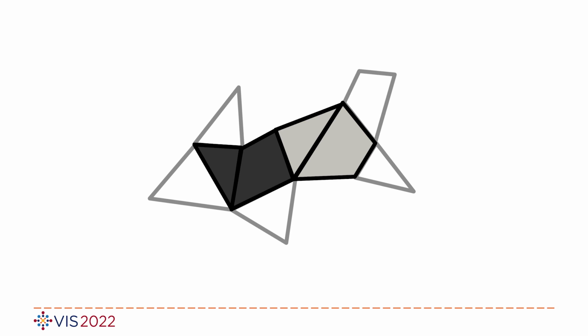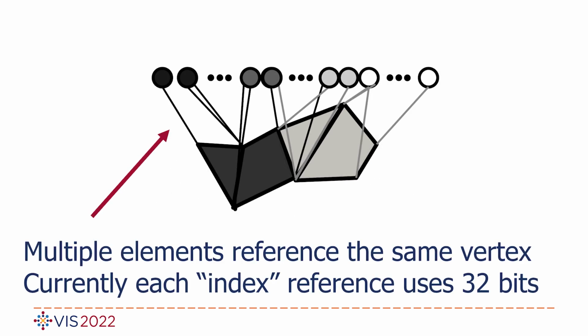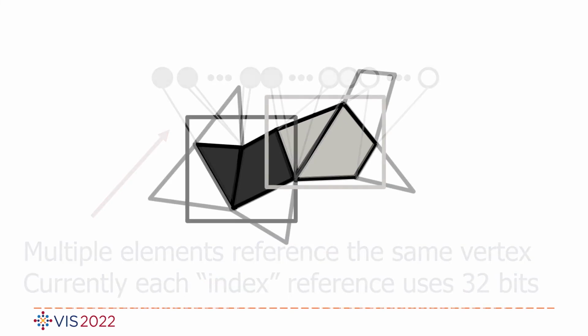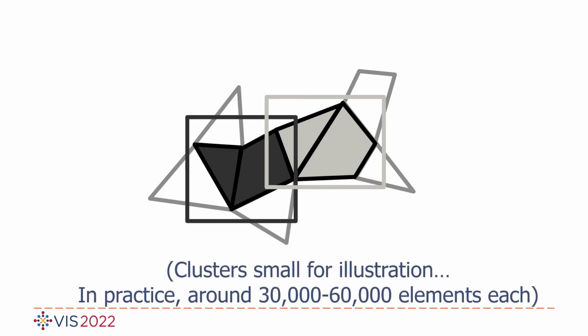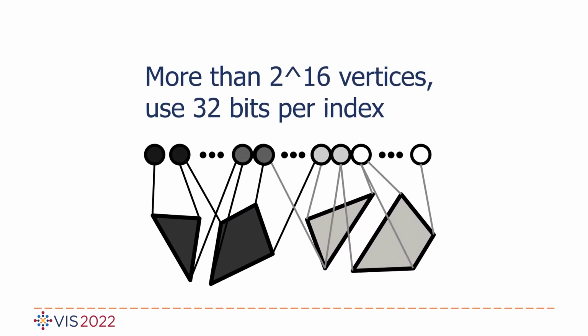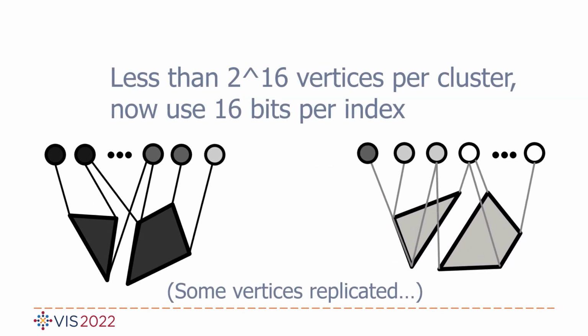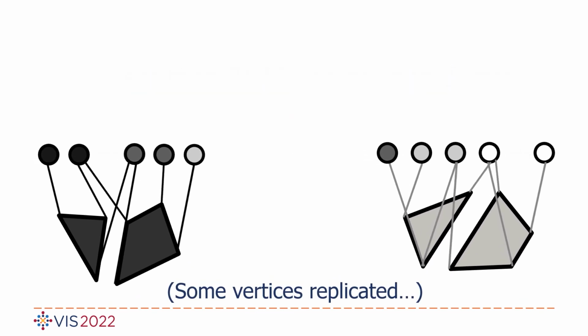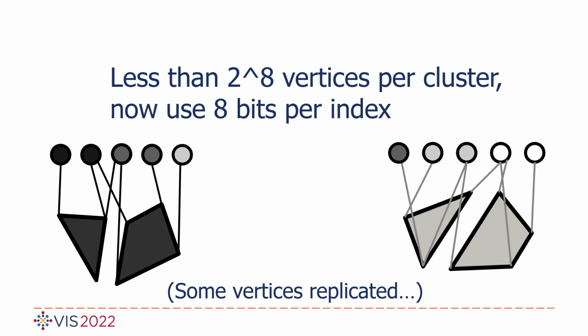Next, we can use our Hilbert clusters to also reduce the memory footprint of our unstructured mesh. At the moment, the memory usage of our mesh is dominated by mesh indices, which are currently 32 bits each. Therefore, we again use our Hilbert reordered elements to now cluster elements into instance clusters, and it will become more clear why we call it that later. If one of these instance clusters references more than 2^16 vertices, then we use 32 bits per index like before. But if one of these instance clusters references fewer than 2^16 vertices, then we use 16 bits per index. And if one of these instance clusters references fewer than 2^8 vertices, then we use 8 bits per index. So we adapt the number of bits per index depending on how many vertices are referenced by an instance cluster.